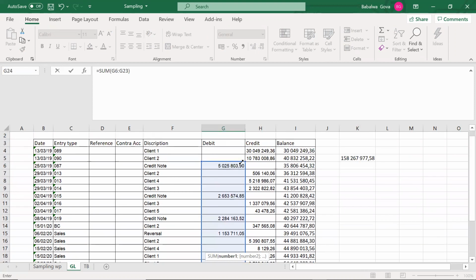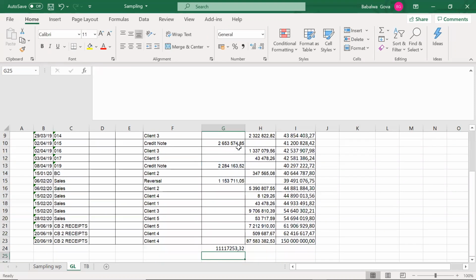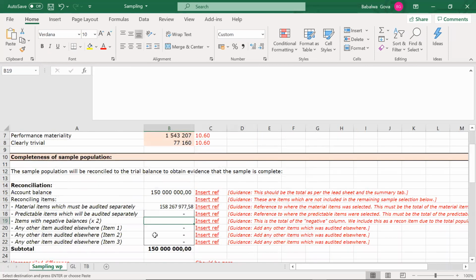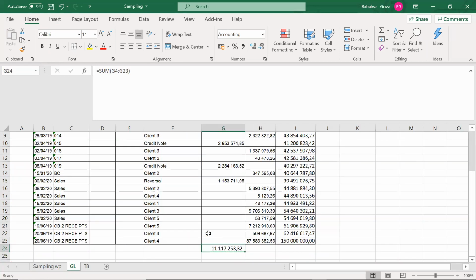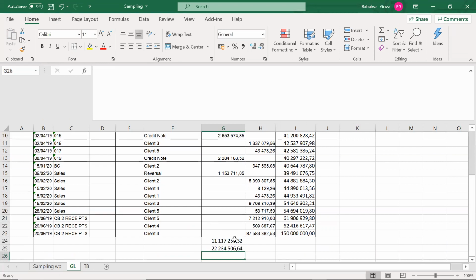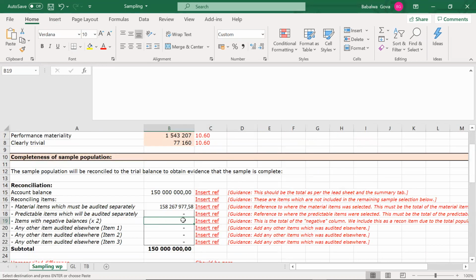Make sure everything has been selected. And this is the amount that makes up the negative side. I'm going to take that and include it in my working paper. Before I do that, I need to times it by 2. So taking this and times it by 2, that's what I need. And this is the amount I then need to add here.